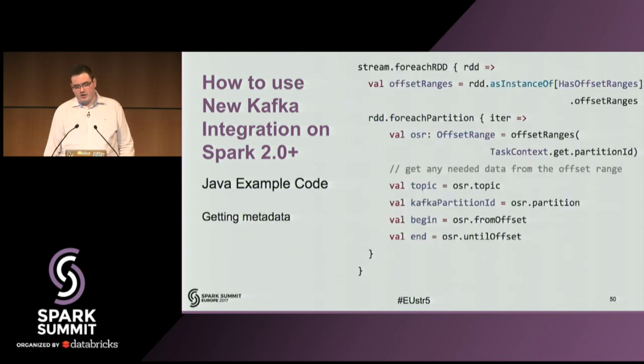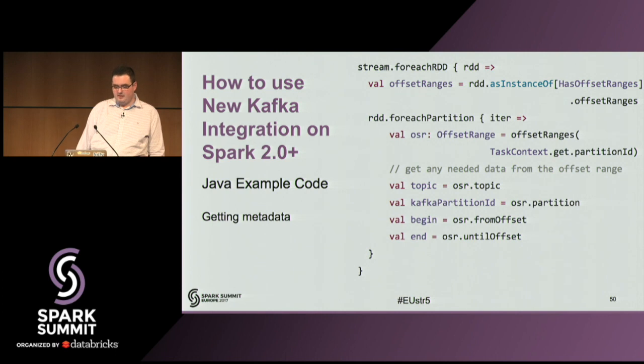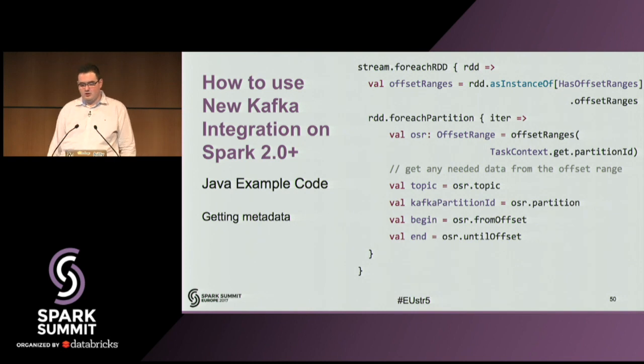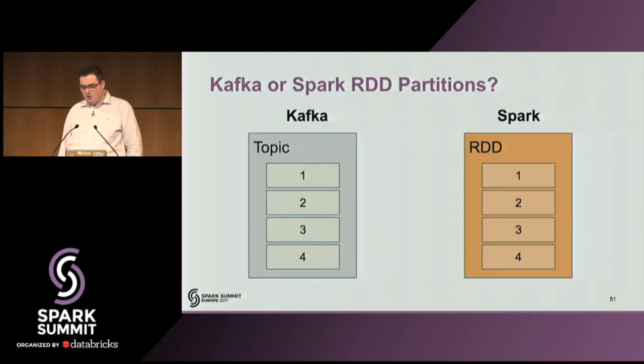Having the stream, we can obtain the offset ranges and other metadata from each RDD, just casting it to an instance of HasOffsetRanges, and later on, using the index on each partition of the RDD, get the metadata of each partition. But wait a moment. We are talking about Kafka partitions and Spark partitions, two different kinds of partitions.